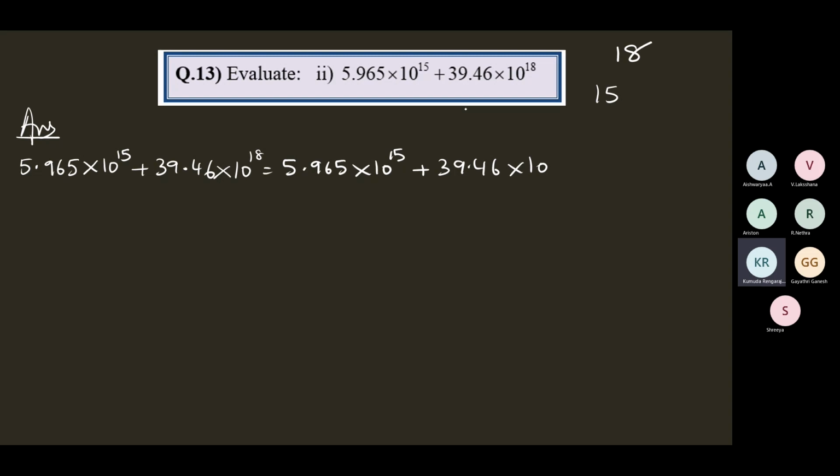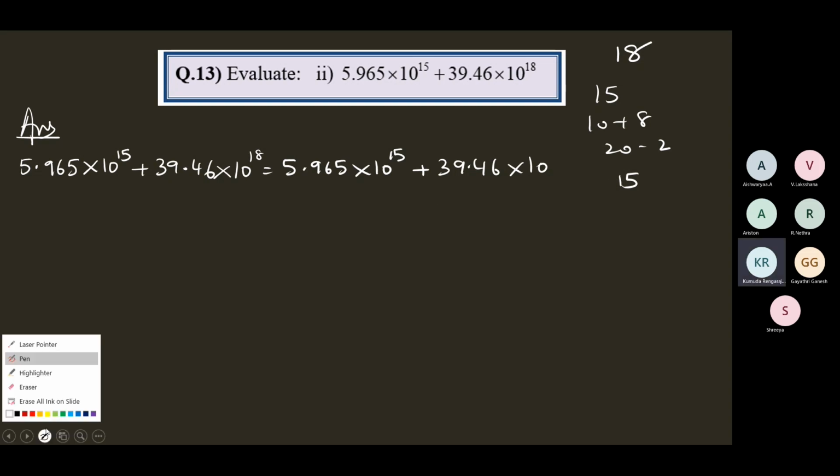You should not change the value of the power. See, 18 is 18 only. There are different ways of writing 18. You can write 18 as 10 plus 8. You can write 18 as 20 minus 2. You can write 18 in so many other ways. You need to write 18 using 15. So how do you write 18 using 15? 15 plus 3. Yeah, that's all. You cannot write 18 minus 3.